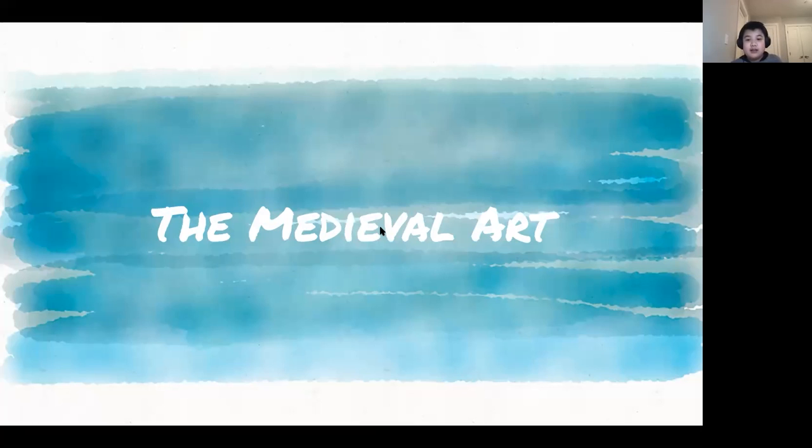I'll be talking today on an art period called medieval art, which took place mainly in the Middle Ages, which is also called the Dark Ages or the Medieval Ages. This time was generally from around the years 400 to 1400 AD.